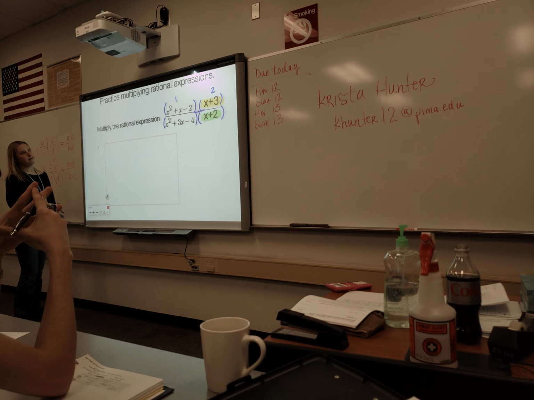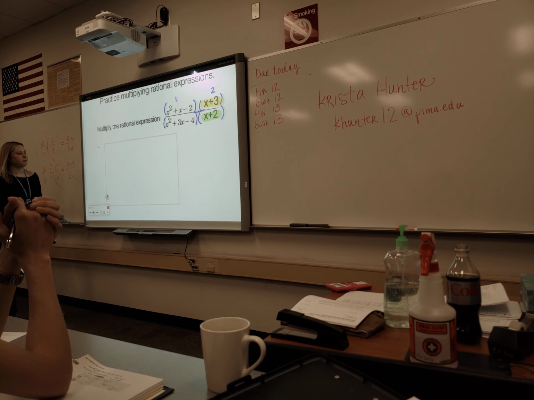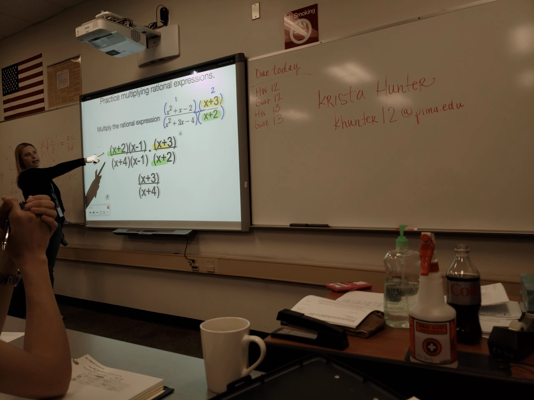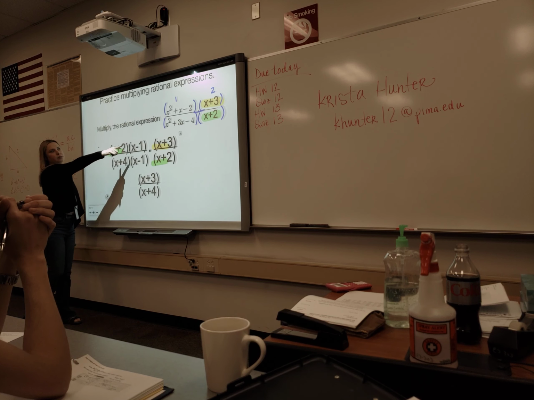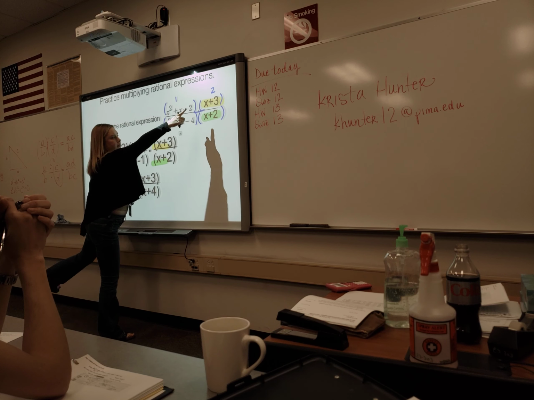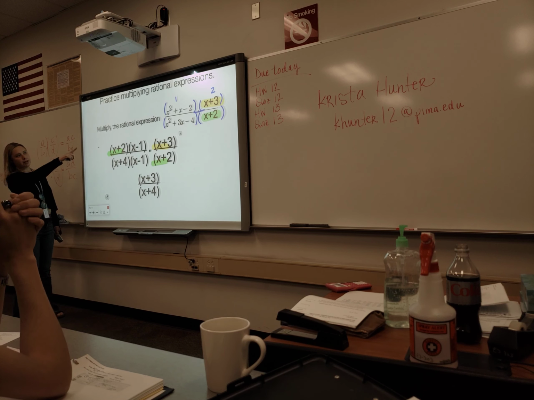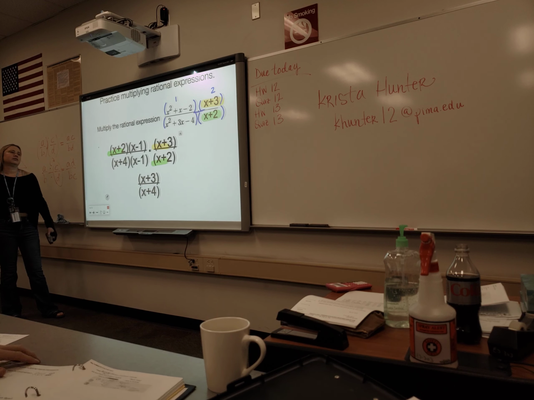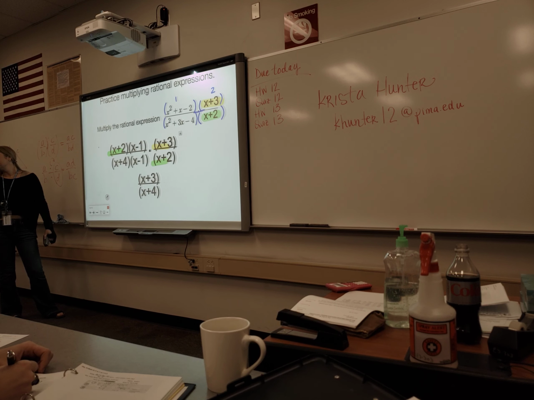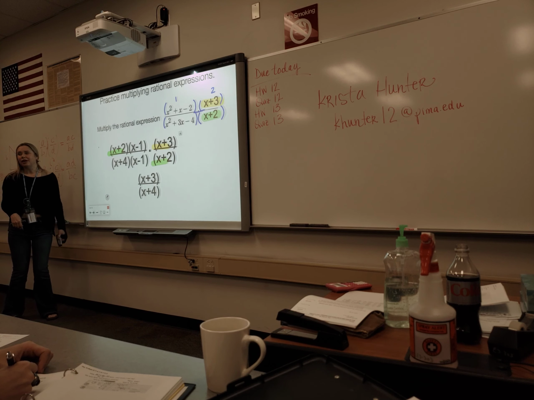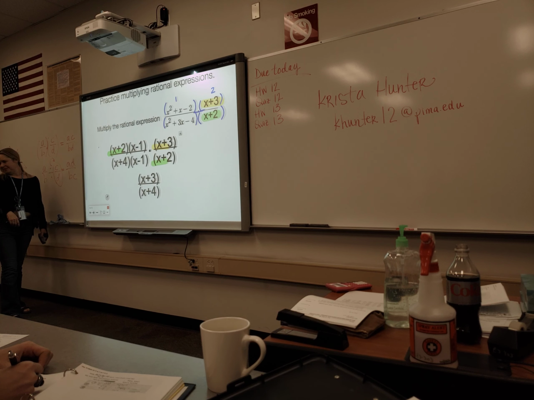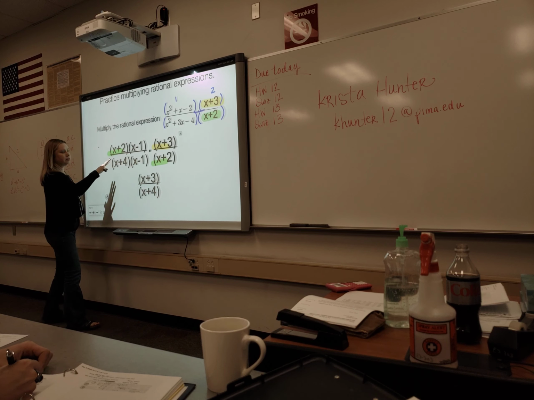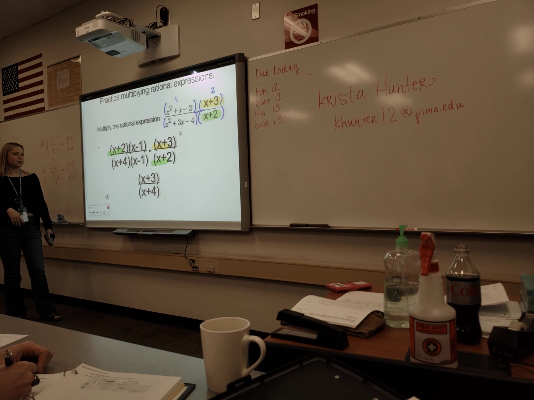So let's go ahead and factor that first guy. Looks like x plus 2, x minus 1. That x plus 3 stays up top. On the bottom, we have x plus 4, x minus 1, and an x plus 2. Write that down. Okay, cool.